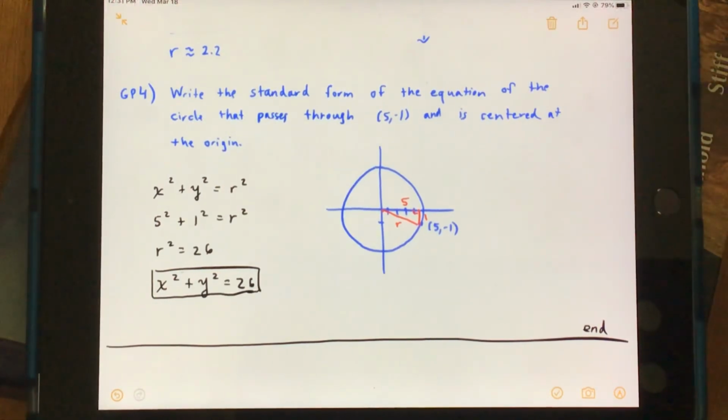So 5 squared plus 1 squared is r squared. My r squared then would have to be equal to 26, which means I can immediately write my equation. x squared plus y squared is equal to 26, replacing my r squared with 26.